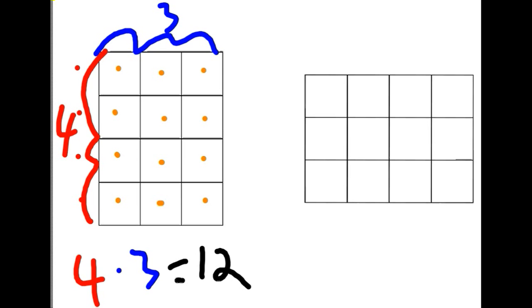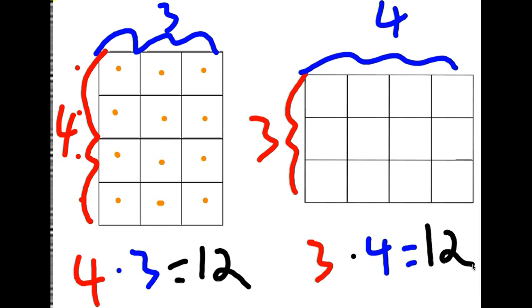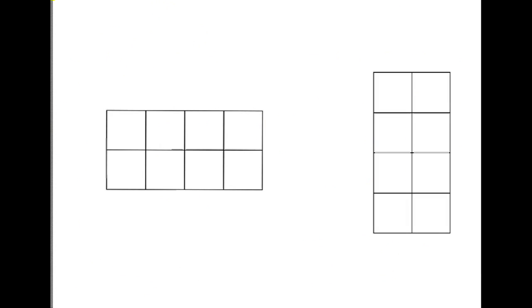Alright, let's look at the grid on the right. How many rows do we have? We have 3. How many columns do we have? We have 4. So we have 3 times 4 equals 12. And just to verify, 1, 2, 3, 4, 5, 6, 7, 8, 9, 10, 11, 12. Let's look at another pair of grids.